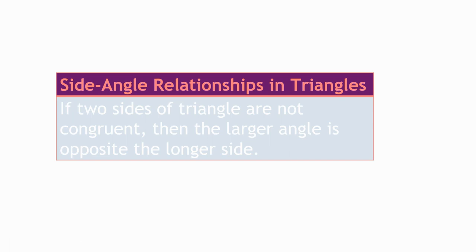Side angle relationships in triangles. If two sides of a triangle are not congruent, then the larger angle is opposite the longer side.